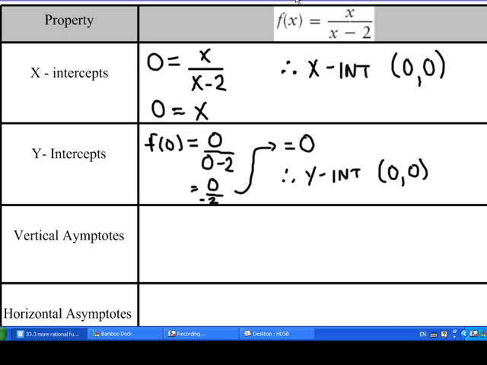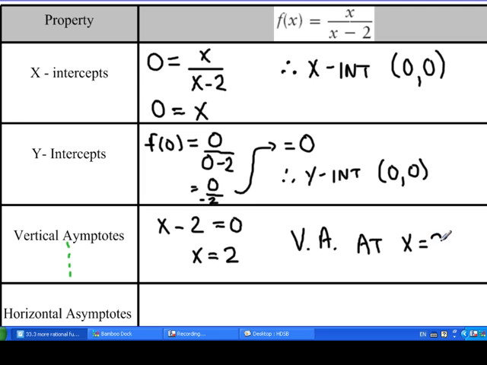Okay, continuing on, our vertical asymptotes, those are asymptotes that go straight up and down, and they happen when our denominator equals 0. So we need to find out which value makes our denominator equal 0. And that would be x equals 2. So we have a vertical asymptote at x equals 2.